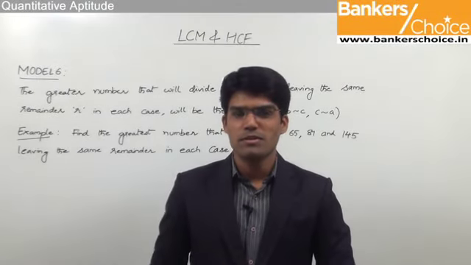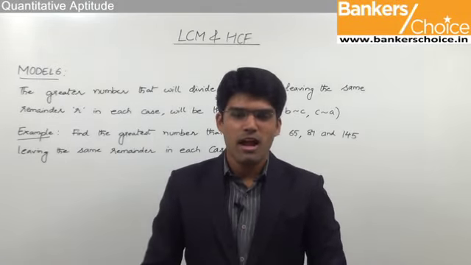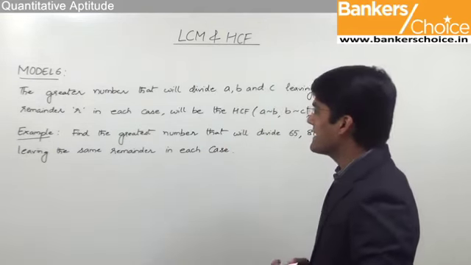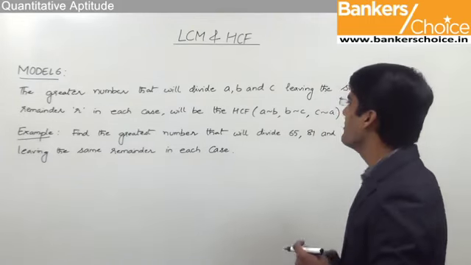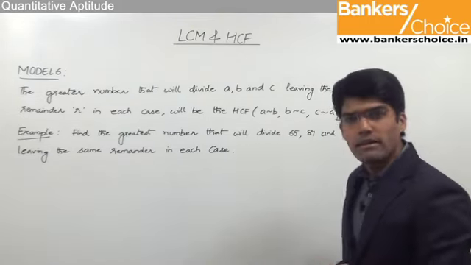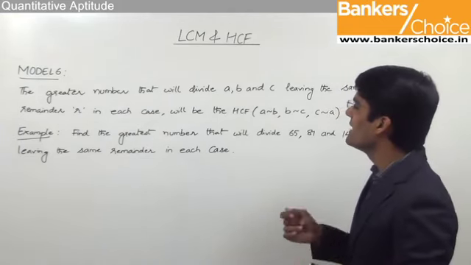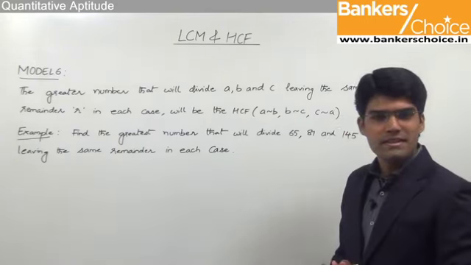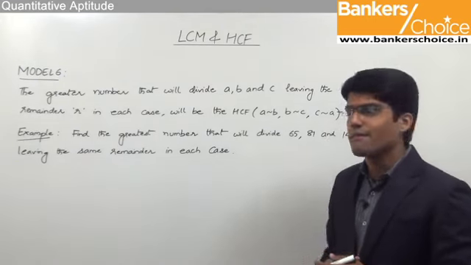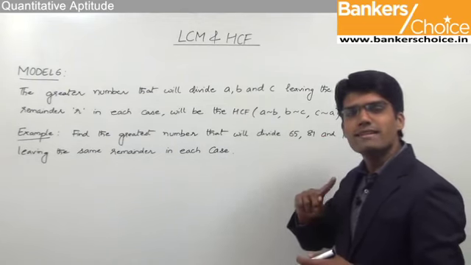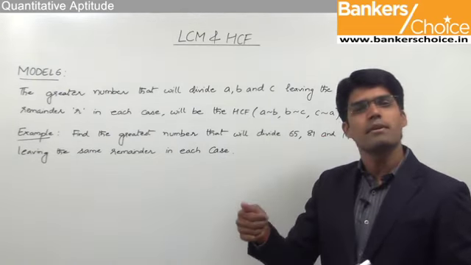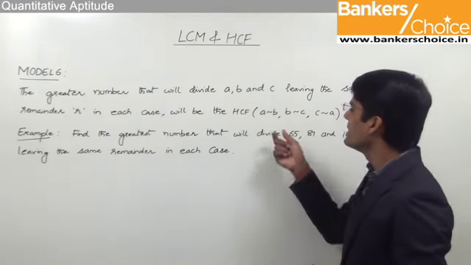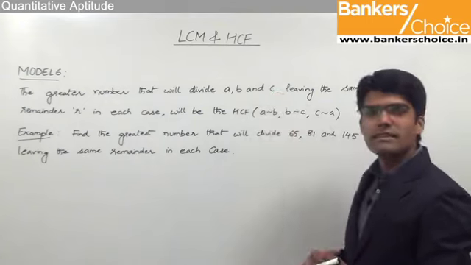Let us now take the sixth model from this topic, which is based on the concept of highest common factor. The point here is the greatest number that will divide A, B and C, leaving the same remainder R in each case, will be the HCF of A difference B, B difference C and C difference A. So as you can see here, whenever the greatest number that divides three numbers A, B and C, leaving the same remainder in each of the cases is required, the answer is nothing but the highest common factor of the three differences that we get out of these three numbers.